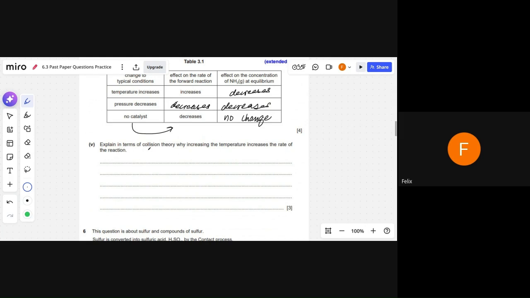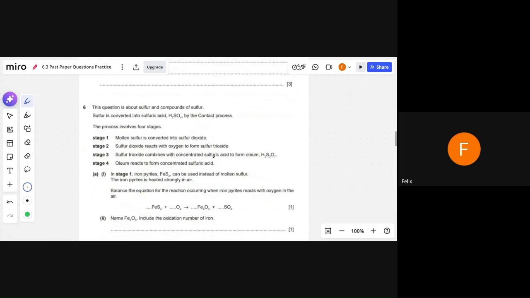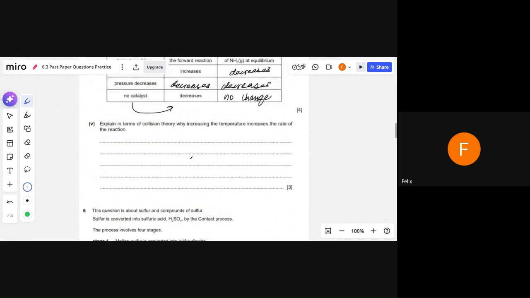Explain in terms of collision theory why increasing the temperature increases the rate of the reaction. So we have answered this question in our previous session of past paper practice. This topic is related to a different chapter. So I'm not going to answer here because it is not directly related to equilibrium. So we move on to question number 6. Well, let me talk about this. Yeah. Explain in terms of collision theory why increasing the temperature increases the rate of reaction.